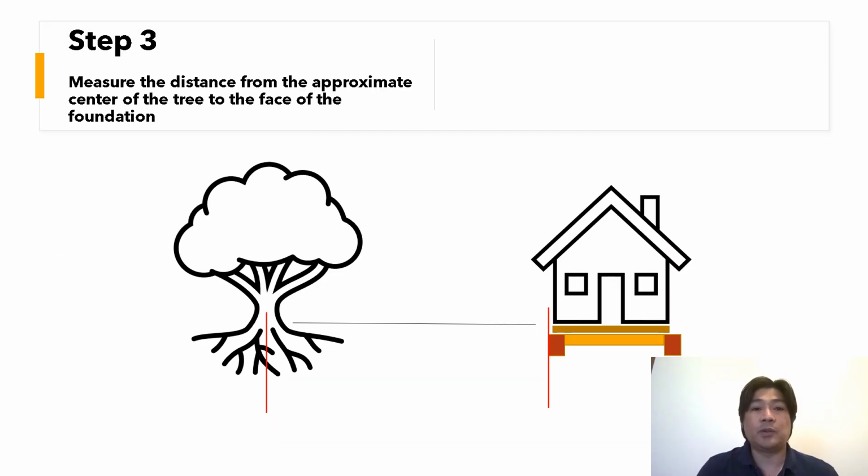The third step is to measure the distance from the approximate center of the tree to the face of the foundation. In our example, we will assume that our distance d is equal to 12 meters.